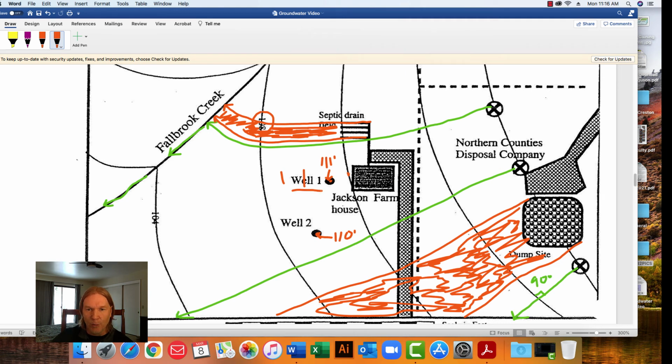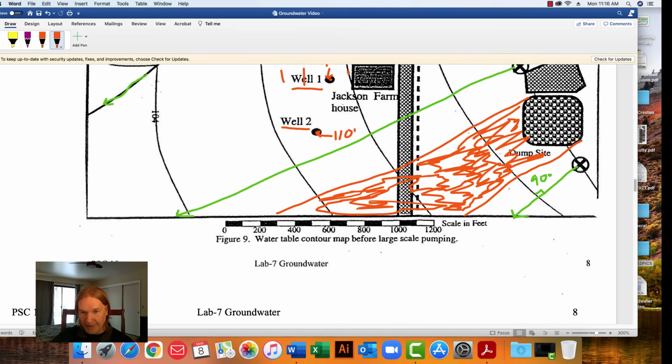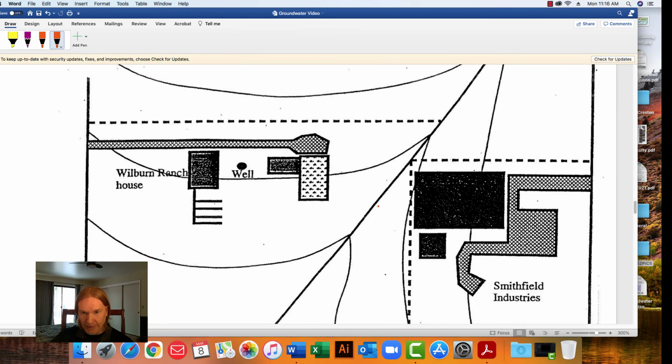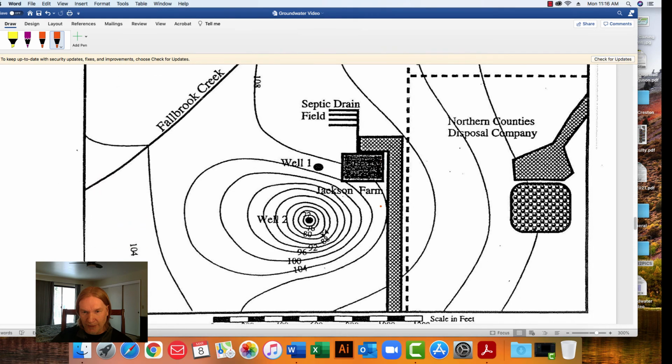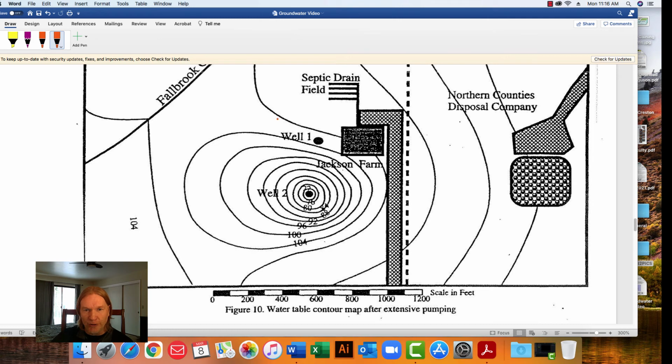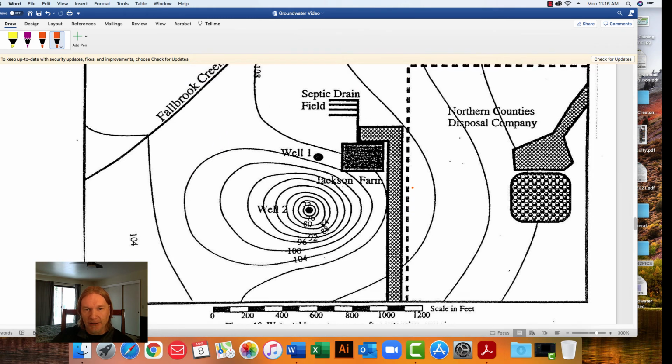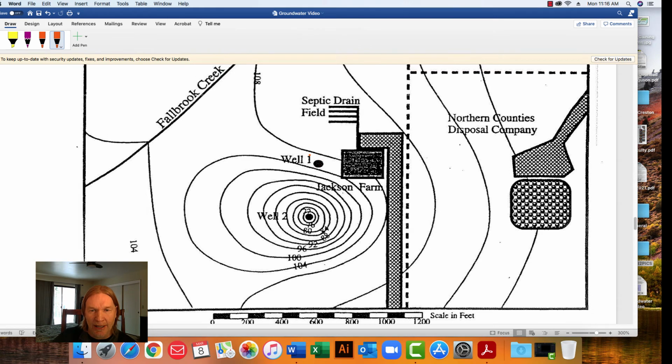Now remember, well 1 is actually their drinking water well, and well 2 is the Jackson's agricultural well. So this is what they're using to water crops with. So they develop this well, and they start to draw down the water table around it. In this diagram, they kind of show what that looks like. Notice the huge cone of depression here. So even though this is their drinking water well, it still went down a little bit, right? I think we decided that it was about 111 feet.